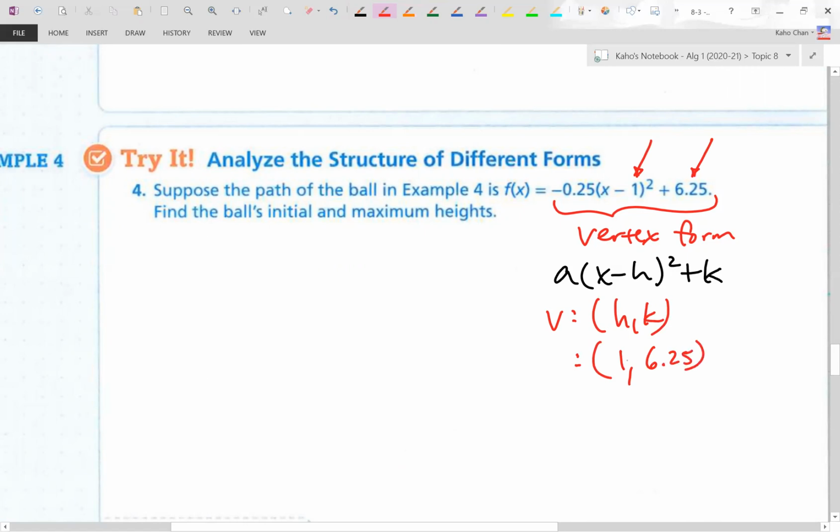For a real-world problem, the 1 represents 1 second, whereas the 6.25 represents the feet. That's all.